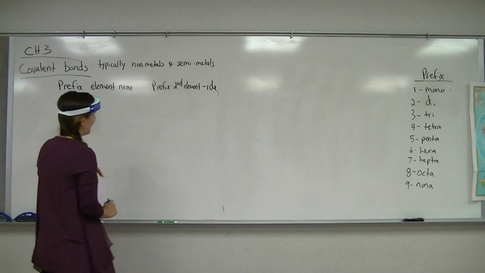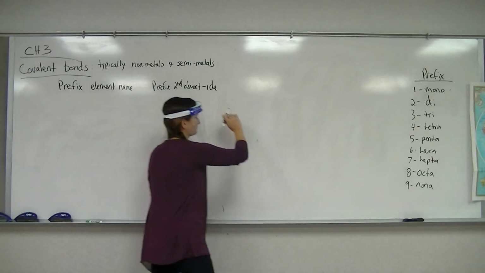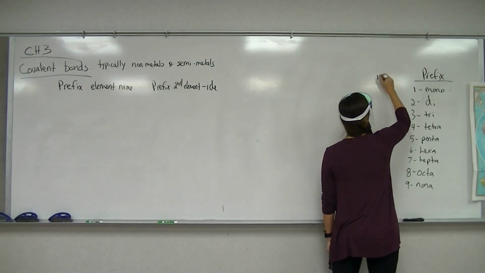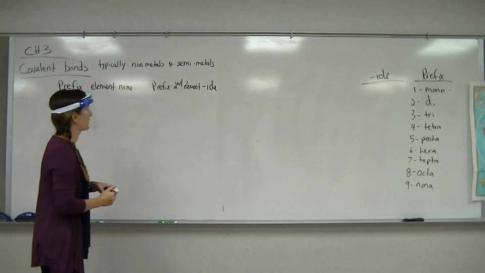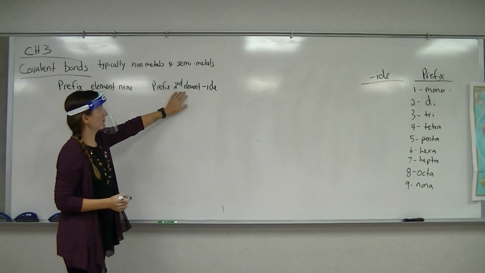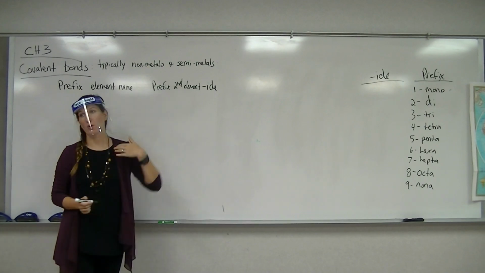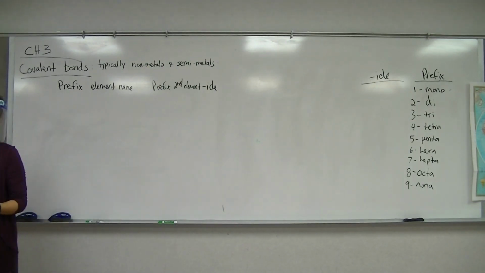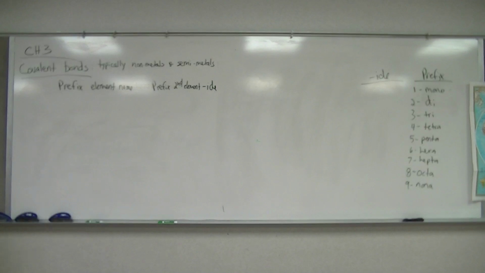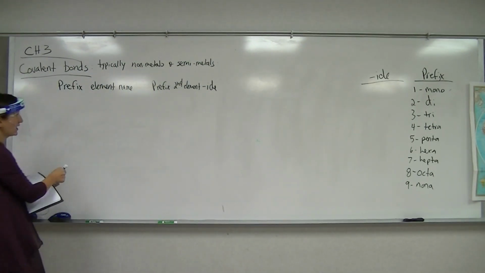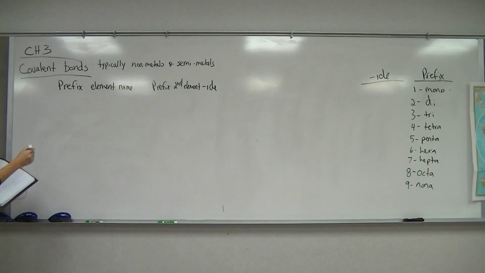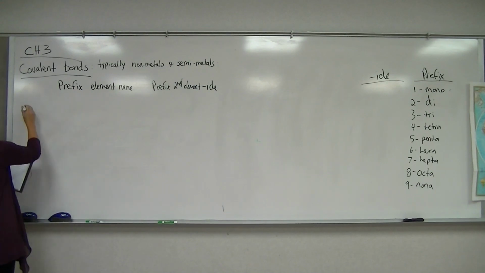For the ide ending part, we're going to take the element name from the periodic table and we're going to add an ide ending to it for the second element present. So what do I mean by that? Easiest way is to just show an example of it. So I'm going to make a list here. These are chemical formulas.